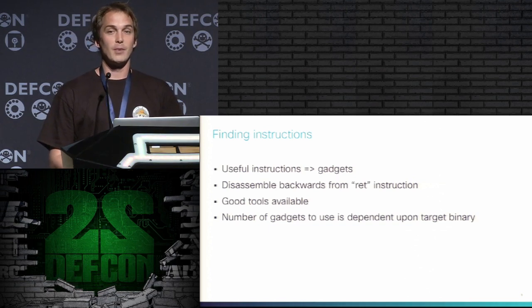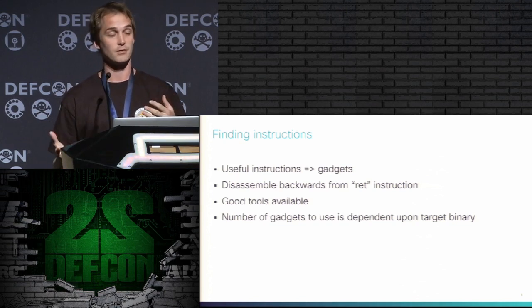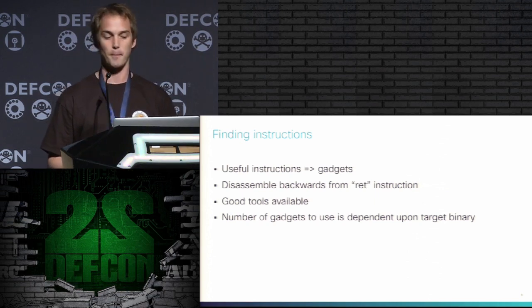To do that, there are many good tools available, ROP Gadget, ROP Me, which go over a binary and give you the gadgets you can use to attack it. And obviously the number of gadgets you can find in a binary is completely dependent on the size of the binary. So if it's huge, you've got a big chance of finding a lot of gadgets you can use. If it's really small, obviously you've got much fewer and it becomes much harder.